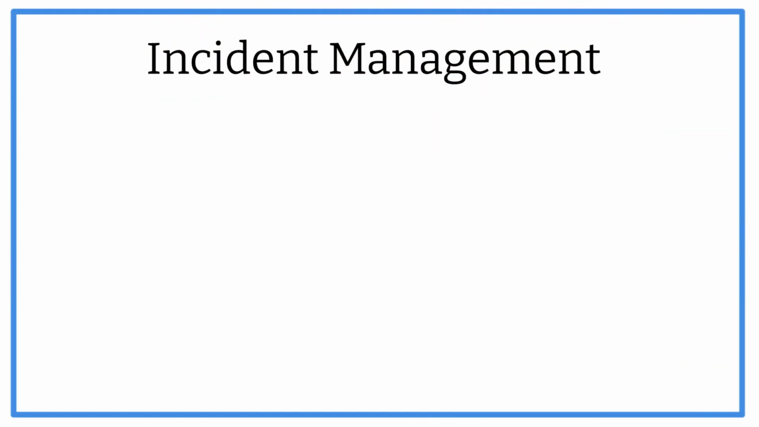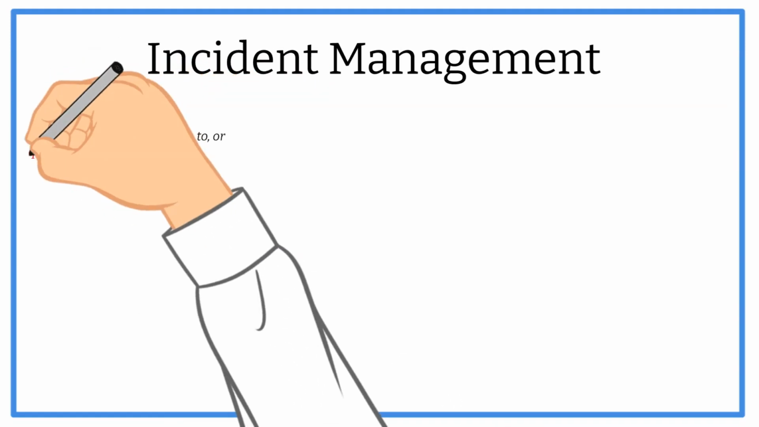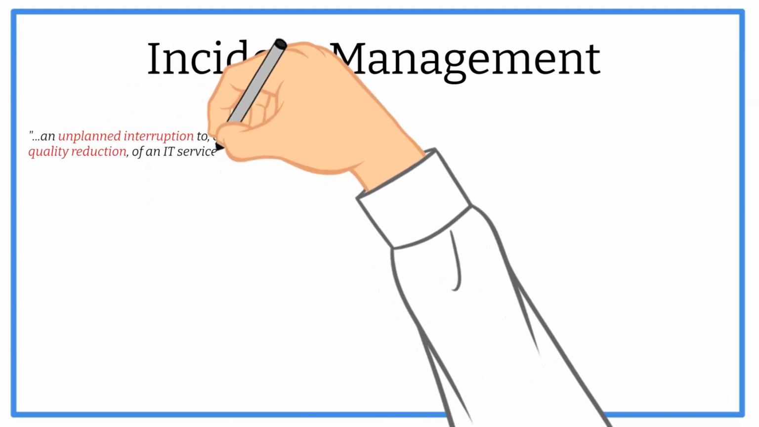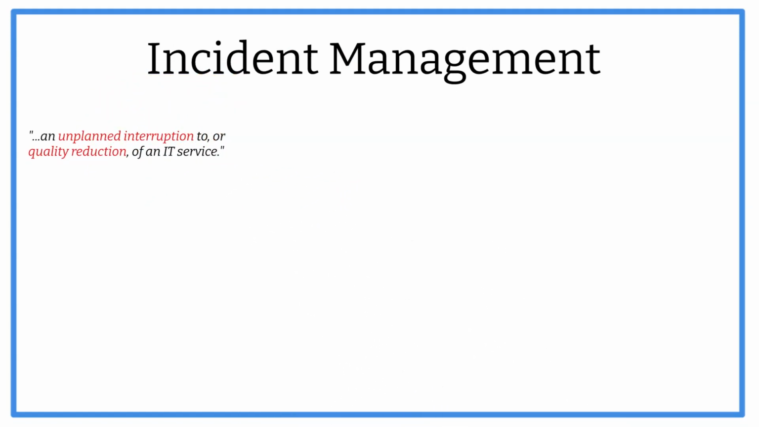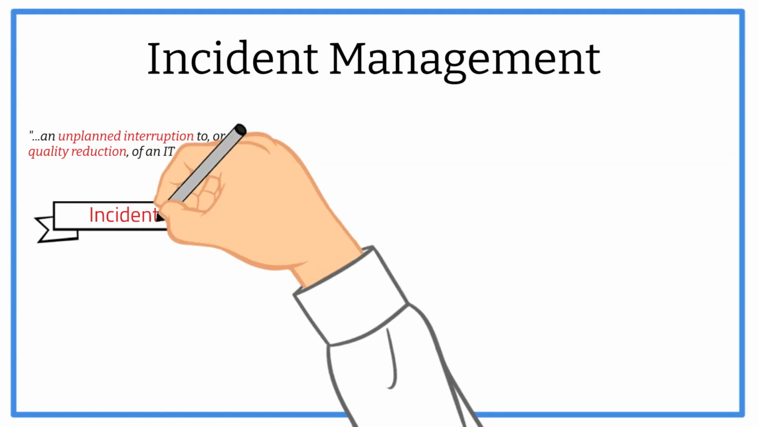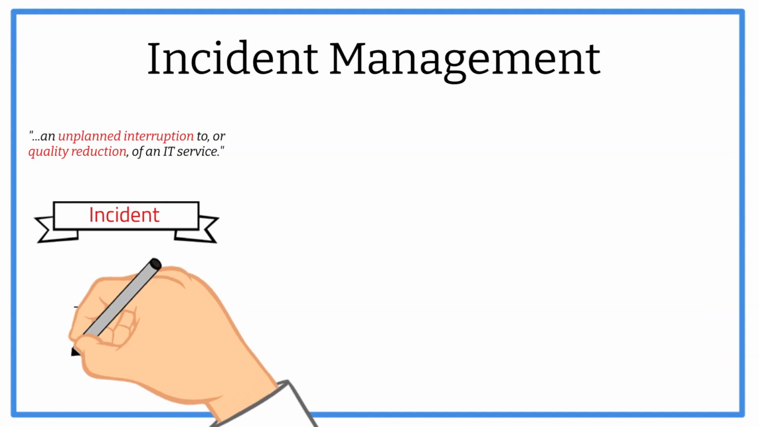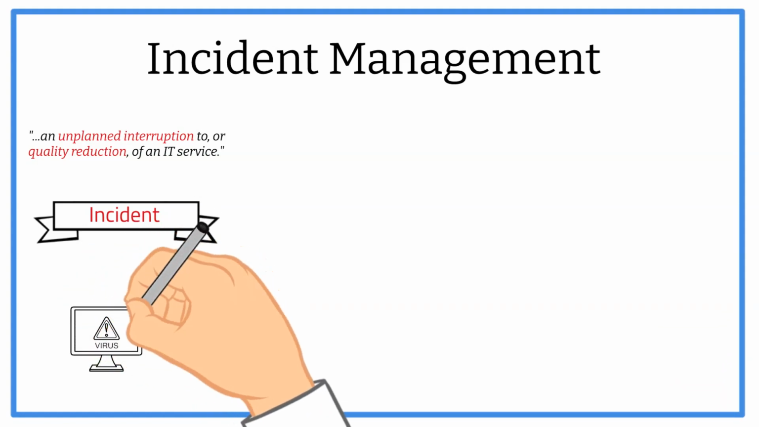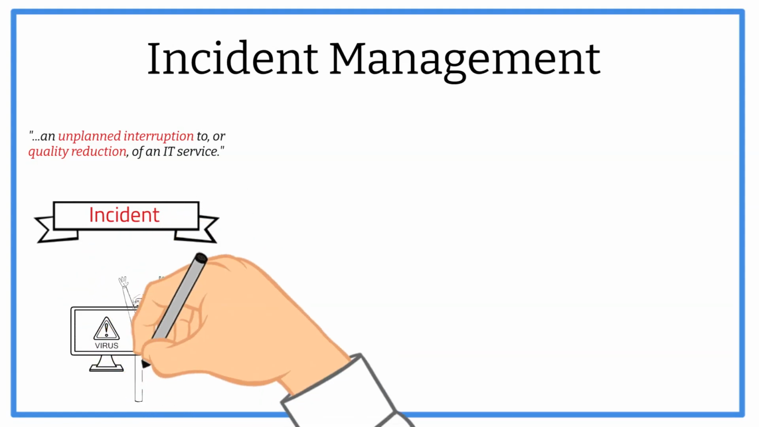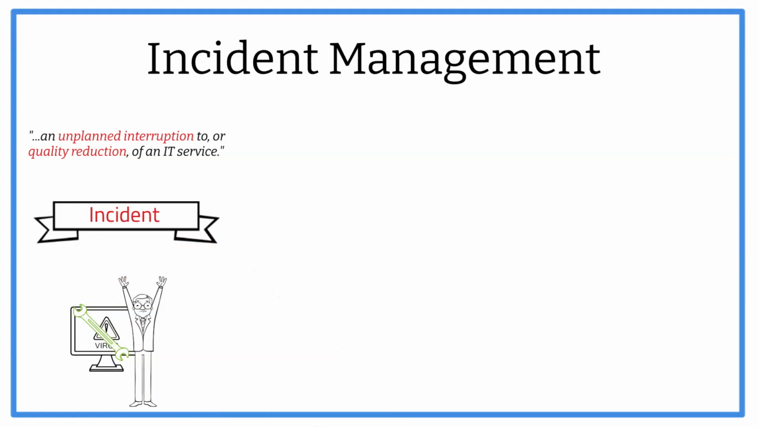ITIL defines an incident as an unplanned interruption to or quality reduction of an IT service. In basic terms, it means something is broken or not working. The ticket type correlated to this category is called an incident. A real-world example of this type of ticket would be if someone called the service desk and said their computer suddenly froze and is now unresponsive.